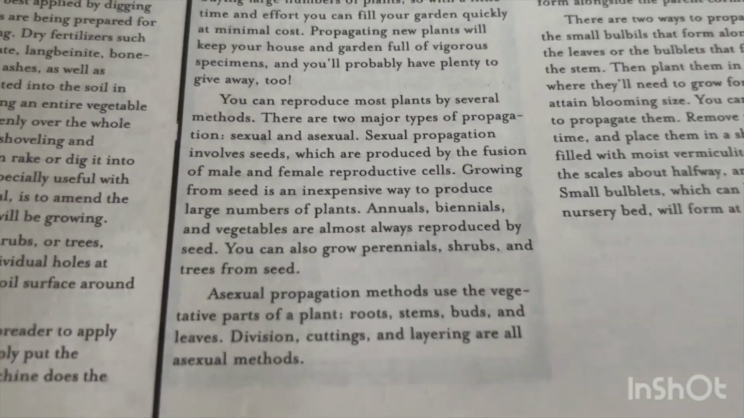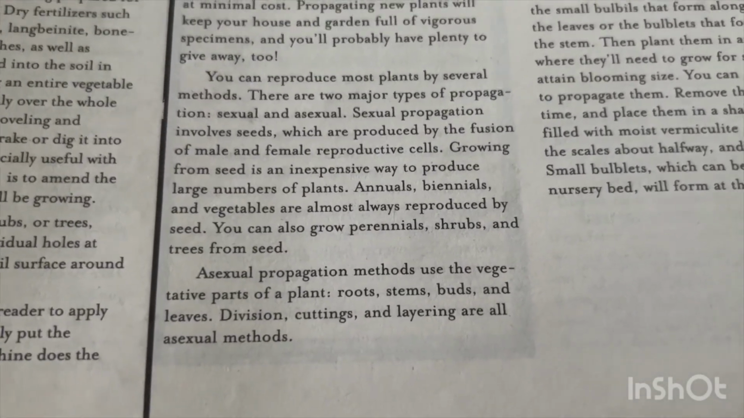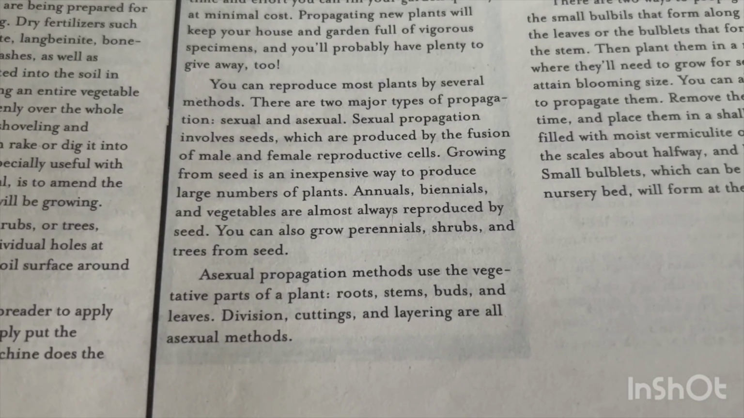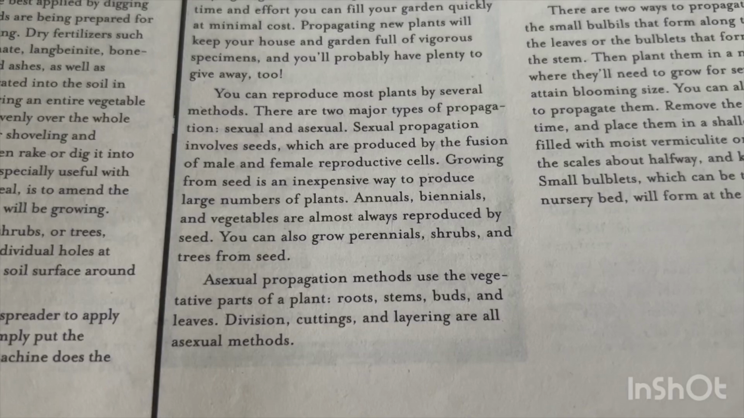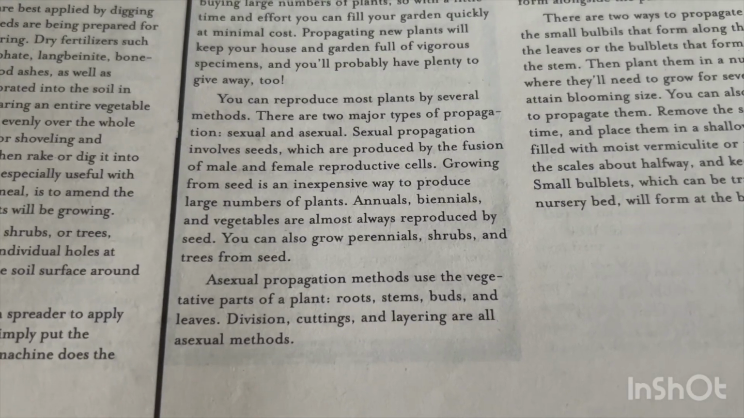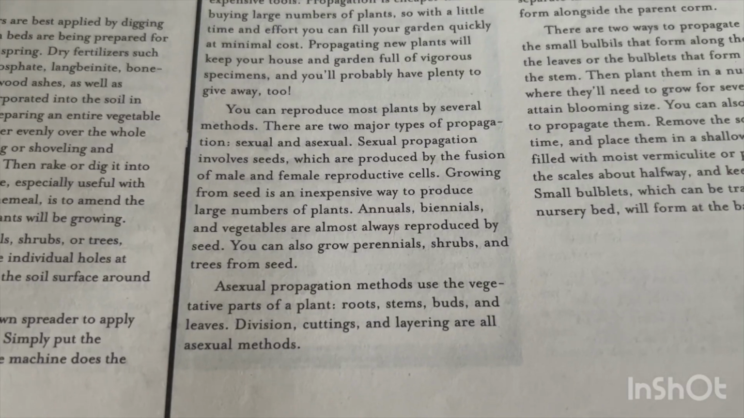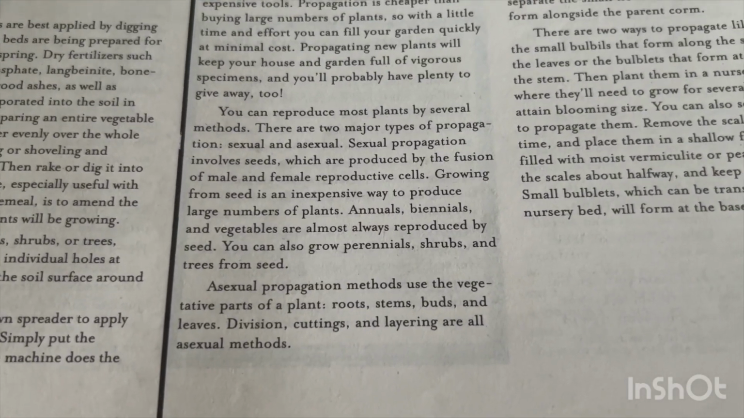It's the most fun. Asexual propagation methods use the vegetative parts of the plant, roots and stems and buds and leaves, all sorts of different cuttings. And that's what we're going to talk about, how to take your plants and make new plants with your plants. That's really crazy. You could just keep taking plants and then cutting the plants and then making new plants, and you just have free plants for, like, life.